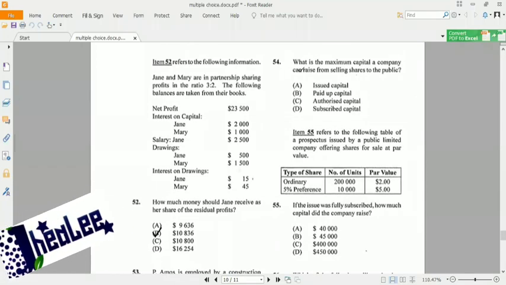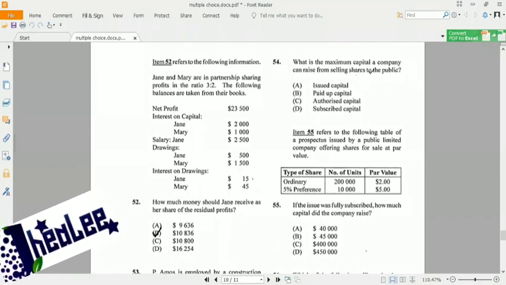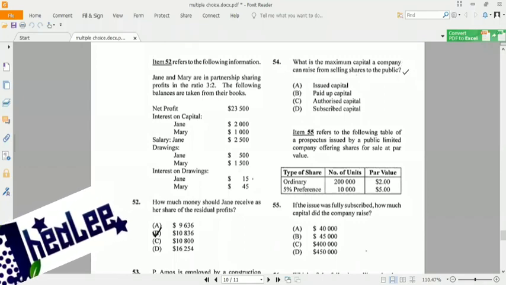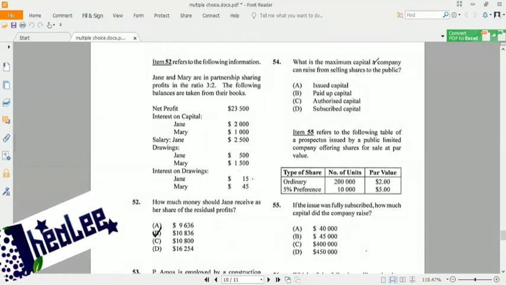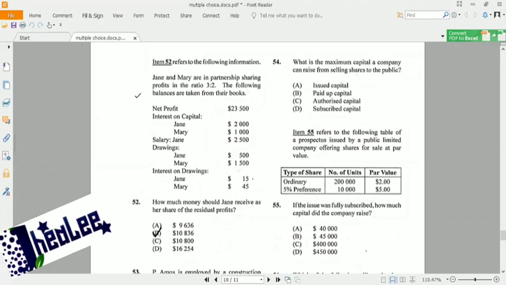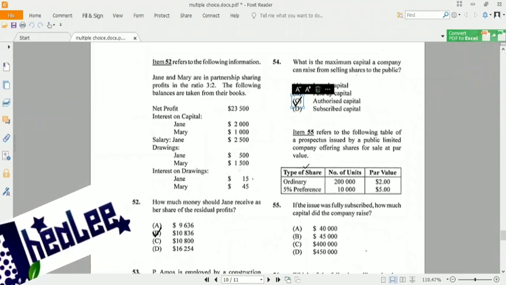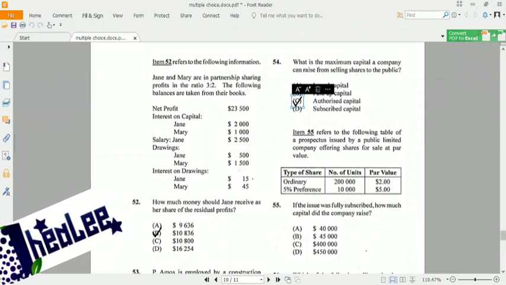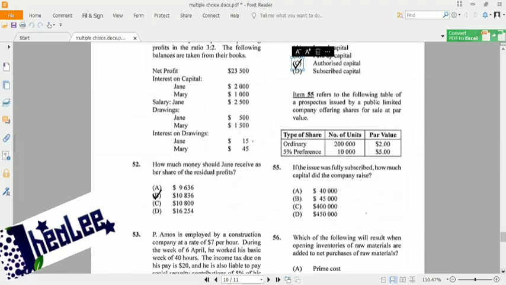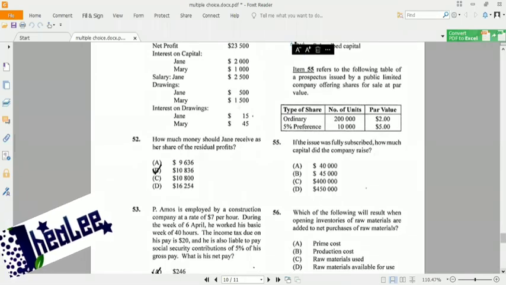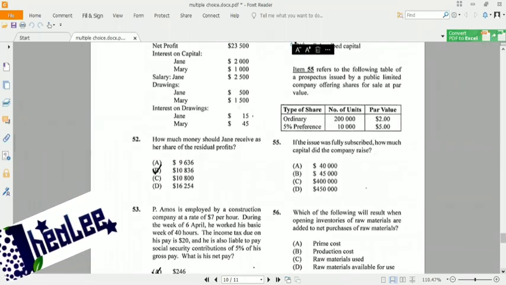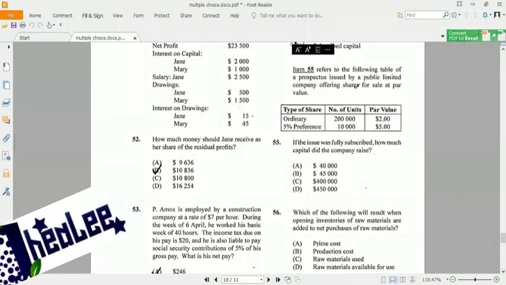All right, number 54. What is the maximum capital a company can raise from selling shares to the public? I see the chat flashing. I need to open up my chat back. All right, so the response there is C. Lovely. What does issued capital represent? And we need that information for 55. So this is information presented.